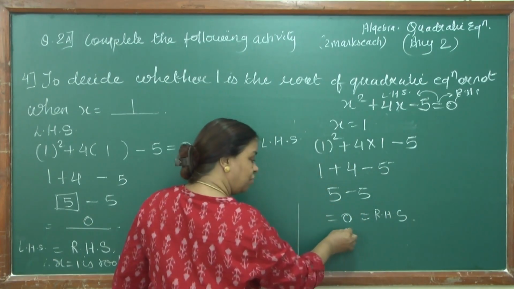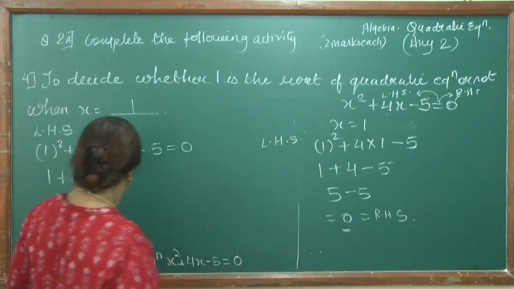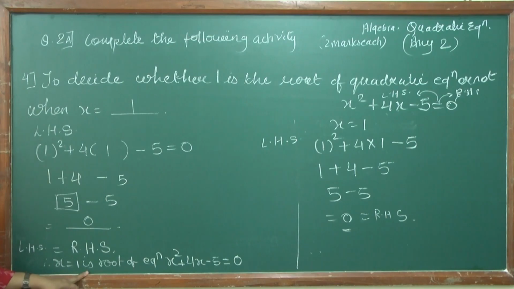This value we got on the left hand side is equal to the right hand side, and therefore x equal to 1 is the root of the quadratic equation. You can pause and solve it, children.